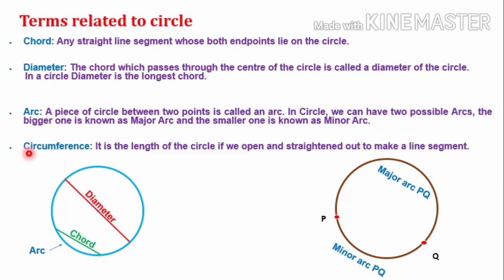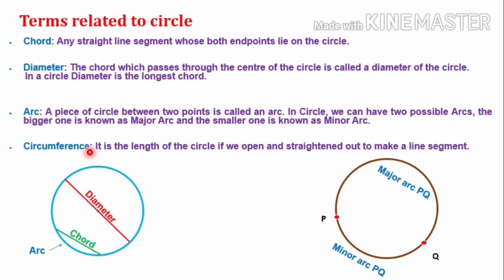Next one, circumference of the circle. It is the length of the circle if you open it and straighten it out to make a line segment. Means if you cut a circle from a particular point and open it, you will get a straight line. And the length of that straight line is called the circumference of the circle. That is a standard definition.